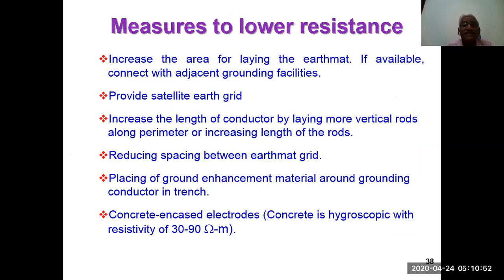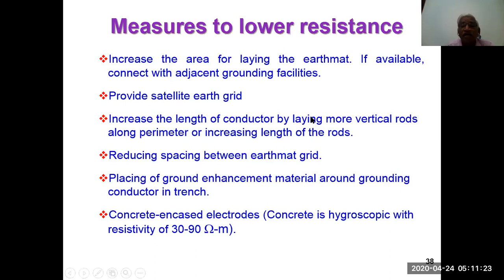Measures to lower resistance: increase the area for laying the earth mat. If available, connect to adjacent grounding facilities. So one is to increase the area for laying the earth mat, and another one is, if available, connect to the adjacent grounding facility. Provide a satellite earth grid. That means this earth system can be done somewhere else, let us say 500 meters away, and connected to the main grid.